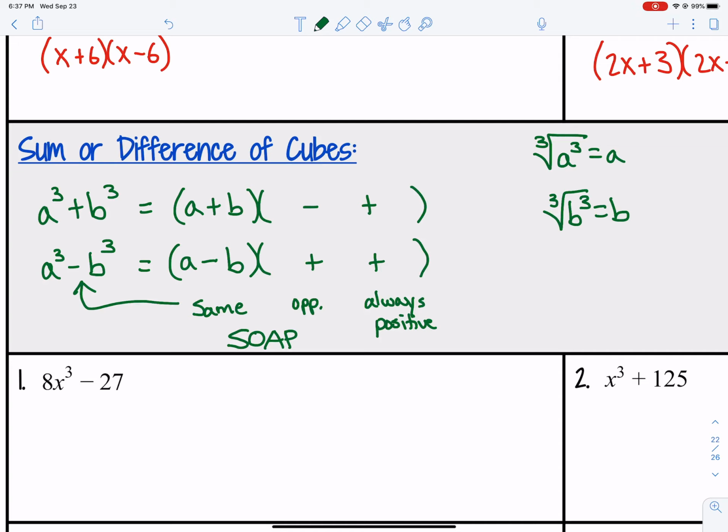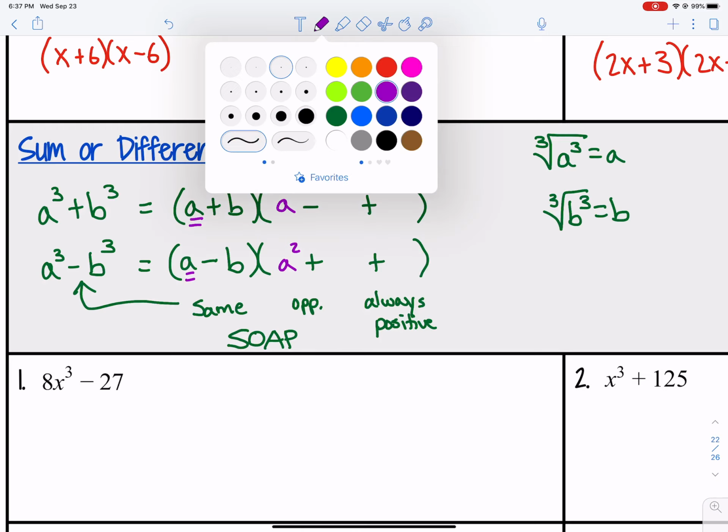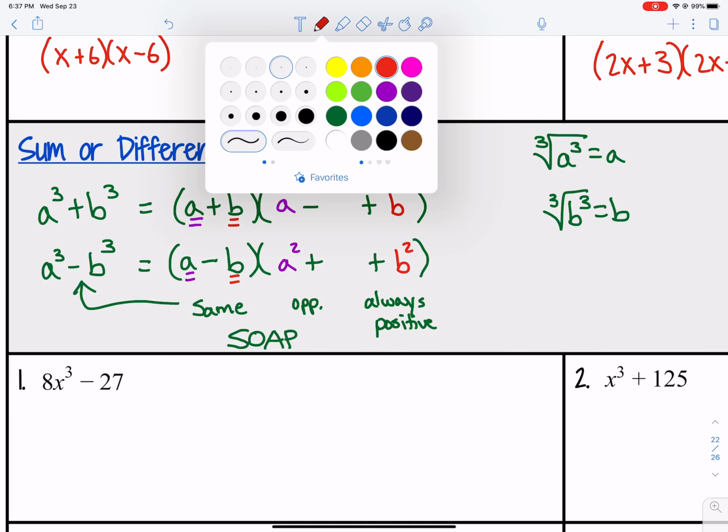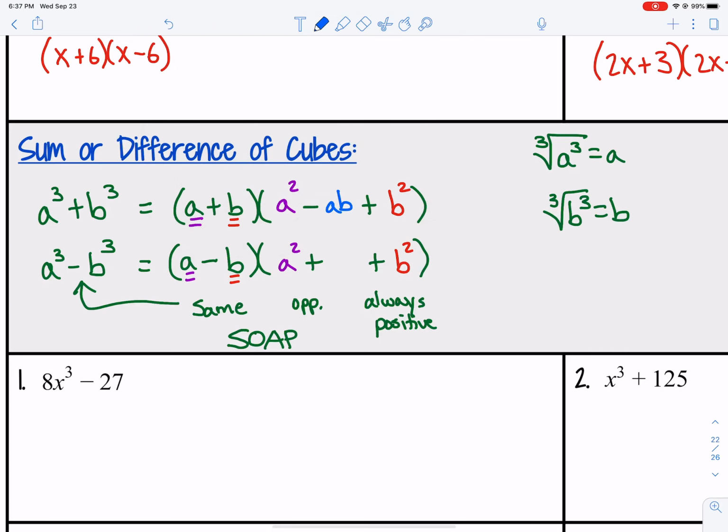The next set of terms, the trinomial factor, comes from your binomial. In the first term of the trinomial, you're going to square the first term in the binomial, so it'll be a squared. Same in both. For the last term, you're going to square it, so b squared goes at the end. And in the middle, you're going to multiply those two together, so that will be a times b. Again, it follows the same pattern for sum or difference of cubes.